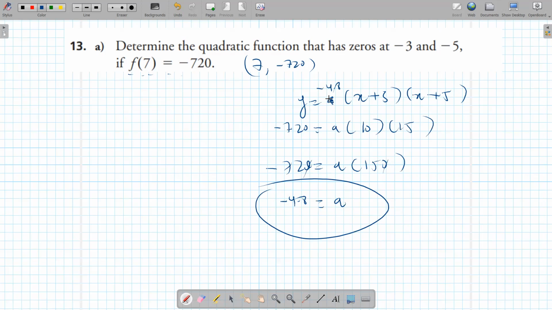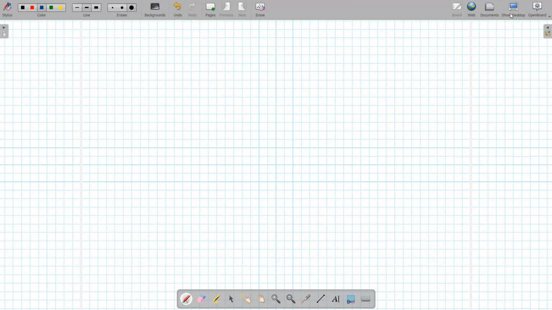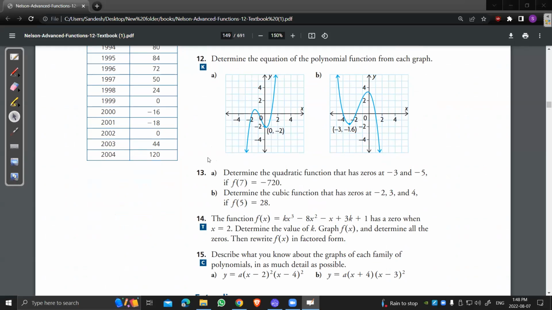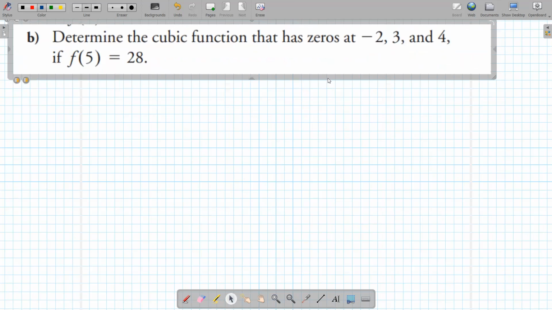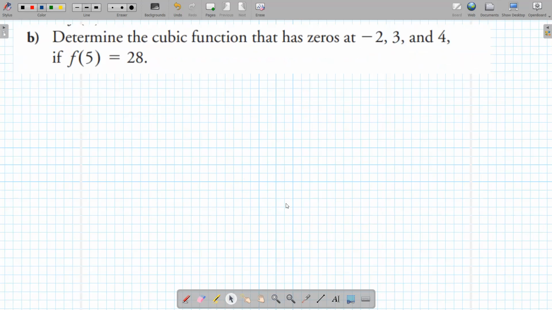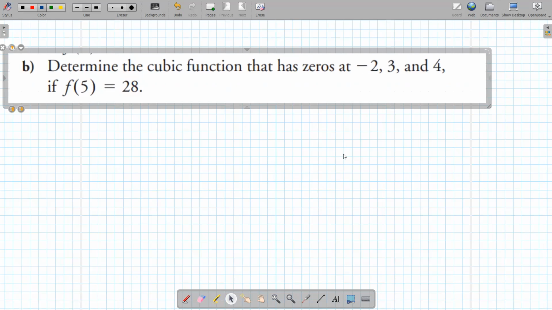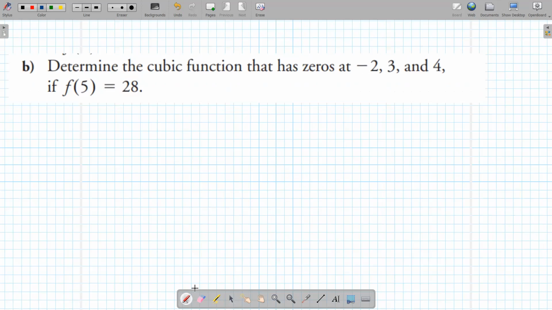Do you understand this? You tell me, how do we set this one up? Now it's a cubic. Same thing as before. Last was a quadratic, this one is a cubic.